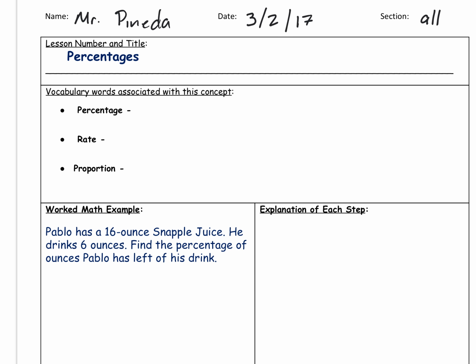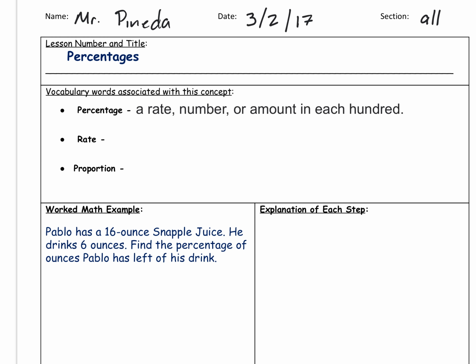We are going to be dealing with percentages. Now, let's define percentage. A percentage is a rate, number, or amount in each hundred. So let's write that down. So once again, our percentage is a rate, number, or amount in each hundred.